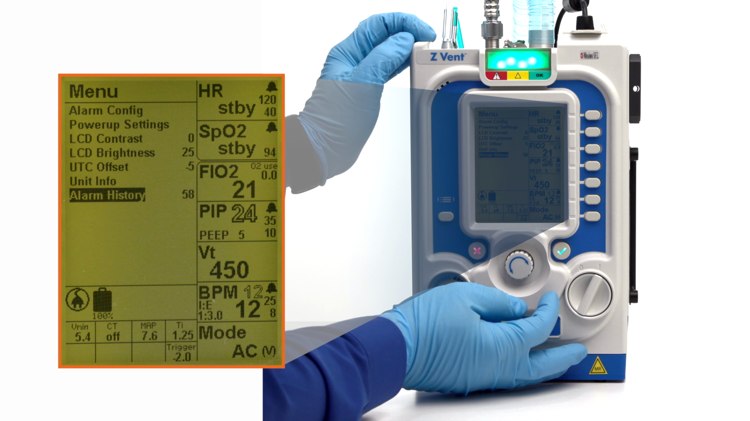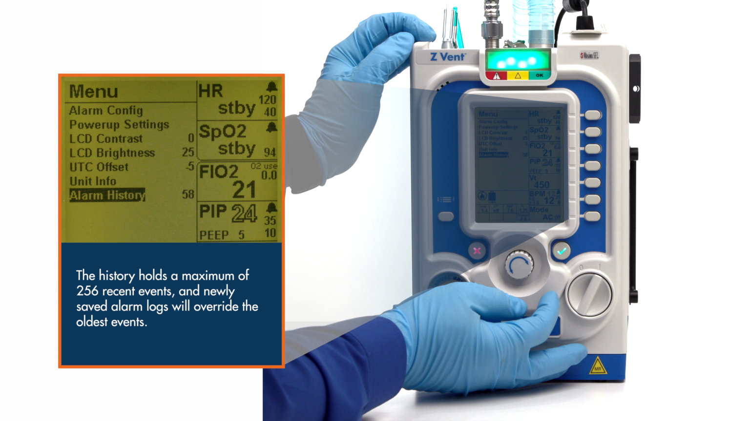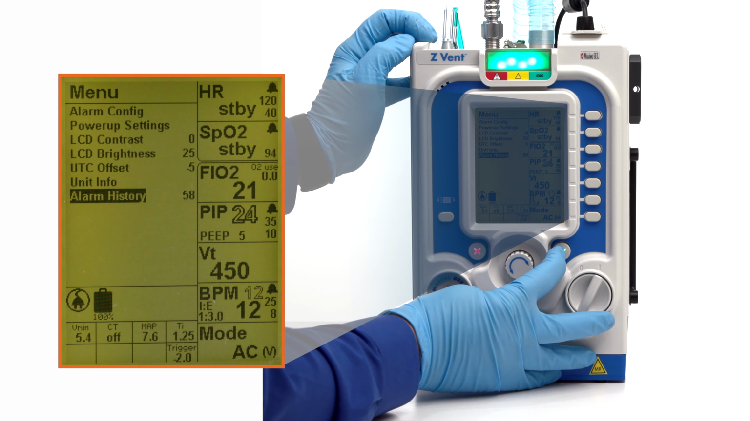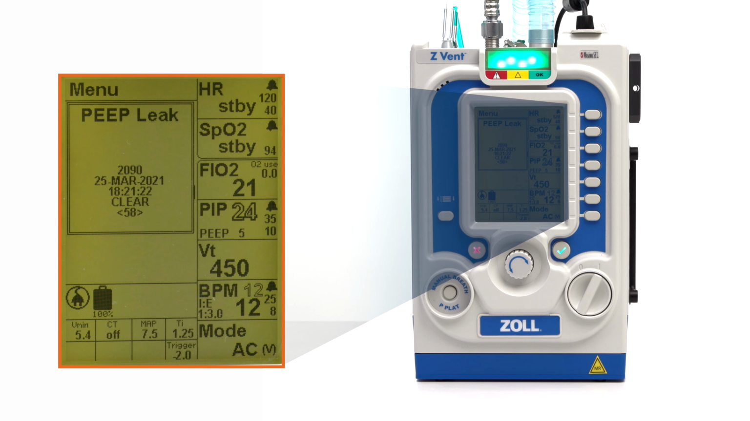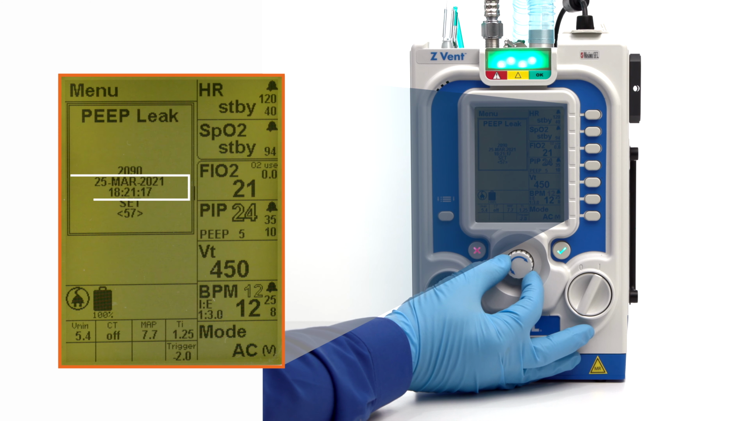The Alarm History setting allows the user to access a list of previous alarm messages generated by the ventilator. The history holds a maximum of 256 recent events, and newly saved alarm logs will override the oldest events. To access the Alarm History submenu, use the selection dial to navigate to the menu option and press the Accept button. Each alarm log is displayed one at a time in a single alarm card.